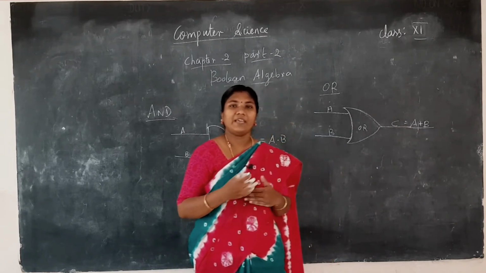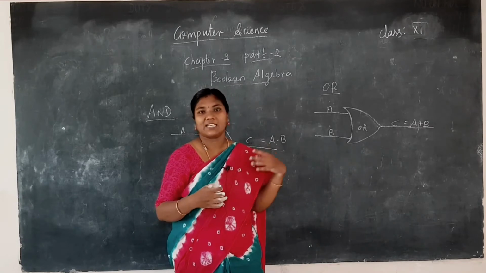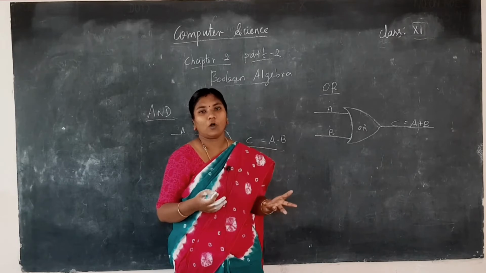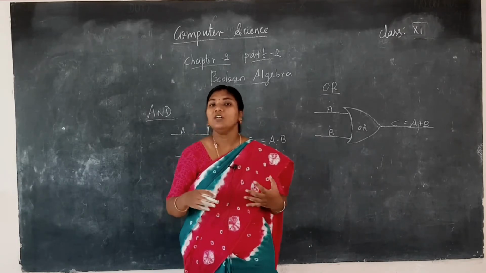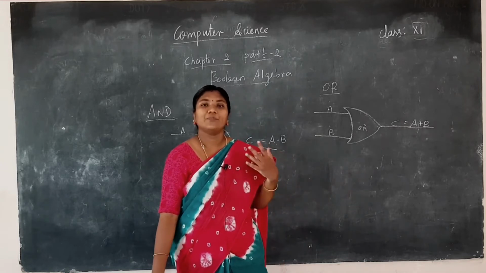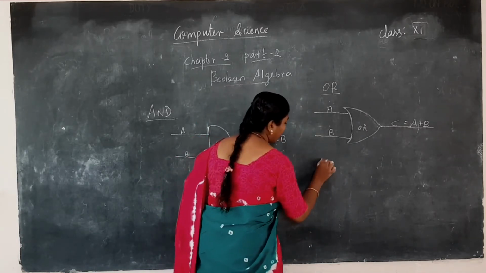If A has 0 and B has 0, what is the output? We have seen it in the tabular column. If A and B have 1, what will be the output? We have seen that in the tabular column too. So for the AND gate and the OR gate, you know what type of output will be produced. And next, what will it be for NOT?